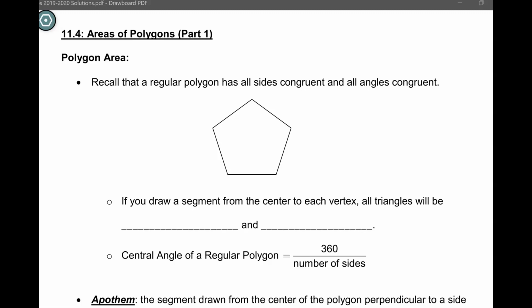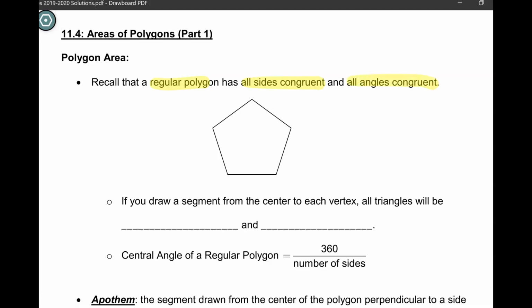Okay, so for section 11.4, area of polygons, I'm actually going to split it up into two parts because the lesson can be a little bit tedious and long. So we're going to investigate regular polygons. A regular polygon is a polygon that has all sides congruent and all angles congruent.